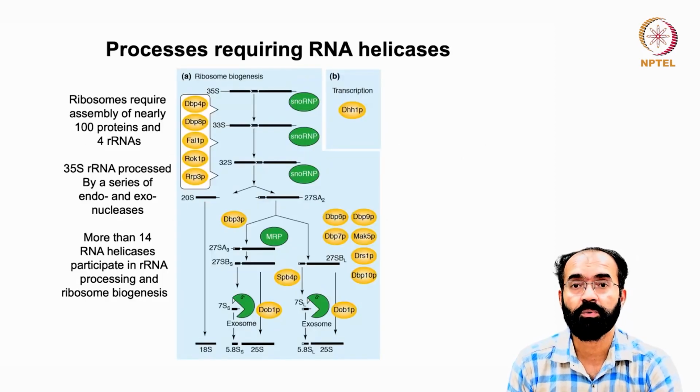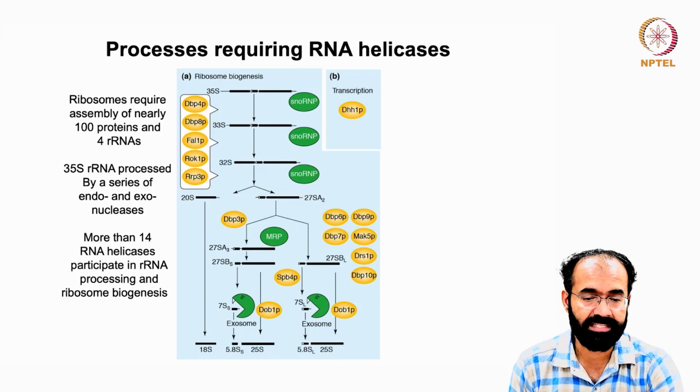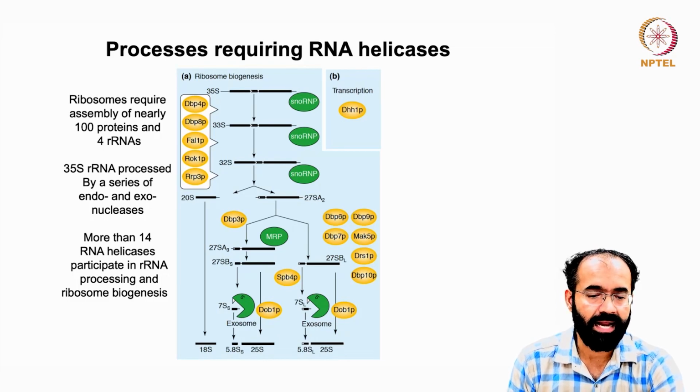Now let us see what are the processes that require RNA helicases, and these are numbered like A, B, like that you can see, and you can see the example. Ribosome requires assembly of nearly 100 proteins and 4 ribosomal RNAs. You can see here starting from 35, 33, 32 as different Svedberg unit RNAs are there, and they also have to interact with snoRNA, means small nucleolar RNP, means RNA plus protein, that is snoRNPs.